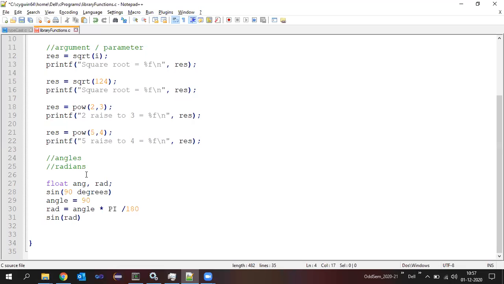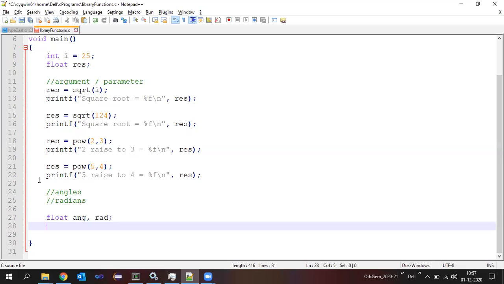Then in the program, I will say angle is equal to 90 here. This 90 means what actually? This is degrees, right? Sine 90 degrees, right? This is going to be degrees.